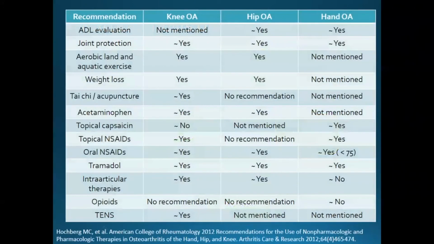This is the guidelines. This looks nasty, but if you take a step back, really the drugs that we're thinking about, when they break this up for hand OA, hip OA, and knee OA, are acetaminophen, topical NSAIDs, oral NSAIDs, right? It's all the usual players. You'll notice that there's either no recommendation or a conditional no for opioids.